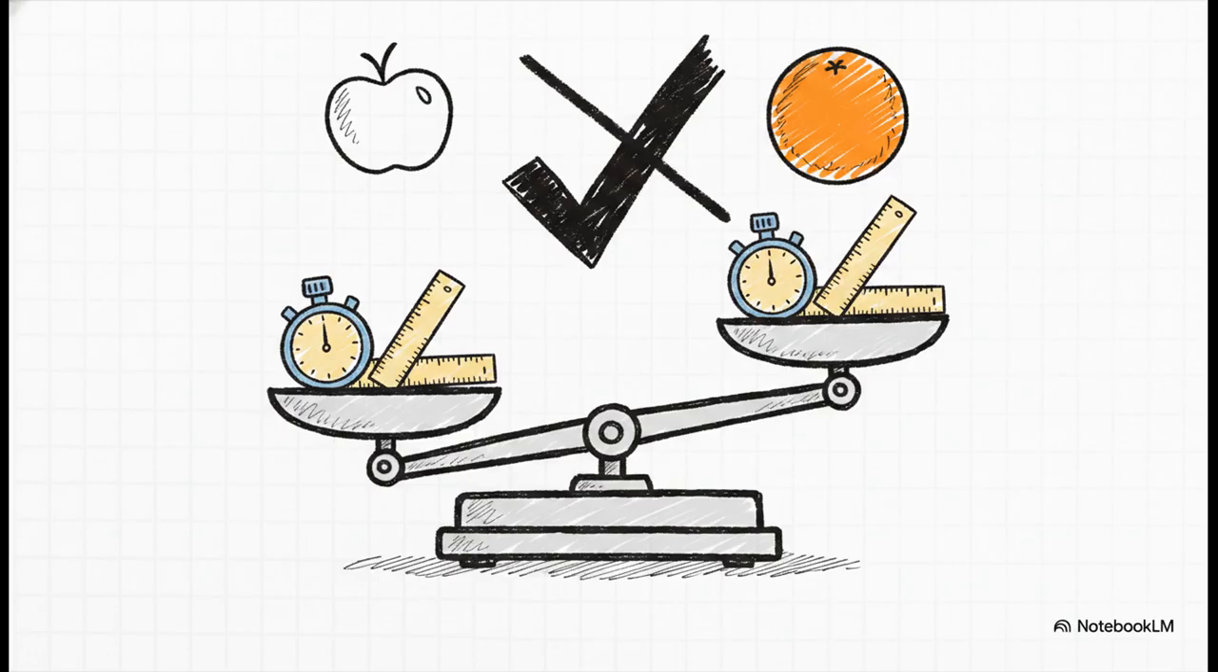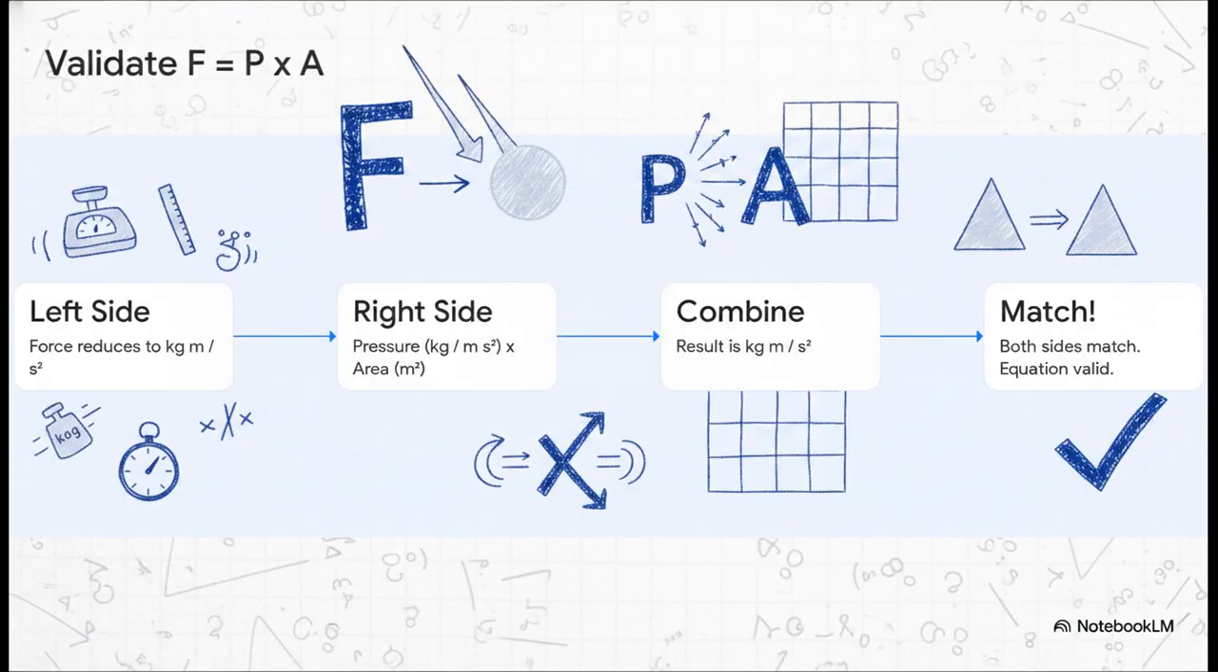If the left side of the equal sign breaks down to a specific combination of fundamental units, the right side must break down to that exact same combination. Let's move to our next example and see how this builds a flawless scientific proof. We want to validate the equation force equals pressure times area. Okay, step 1. We take the left side, force. As we just learned, its units are kilograms times meters over seconds squared.